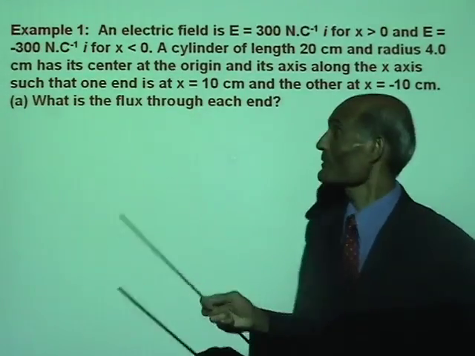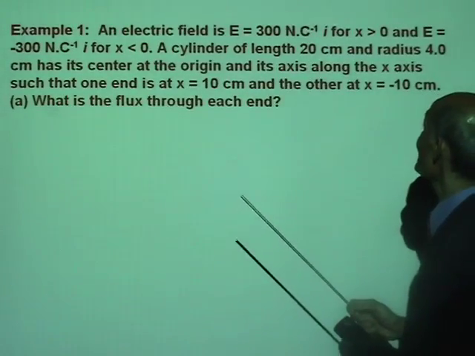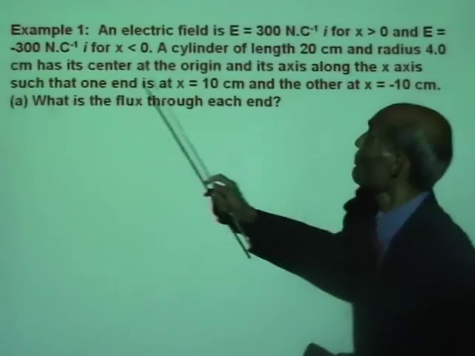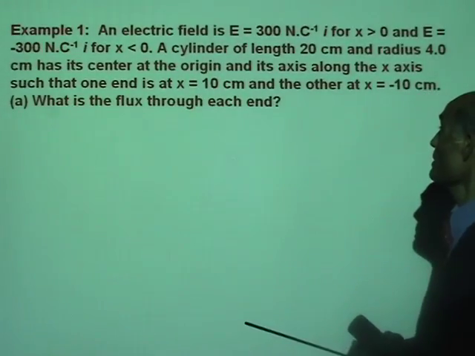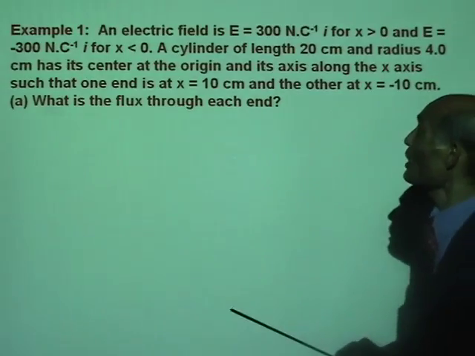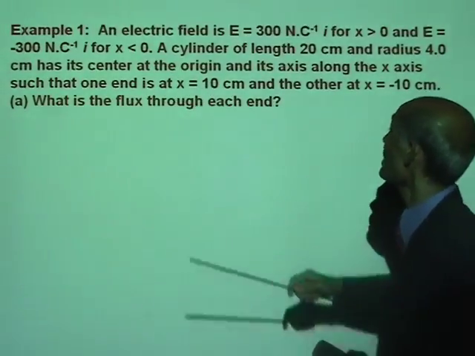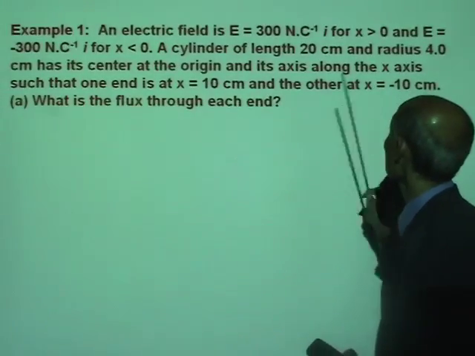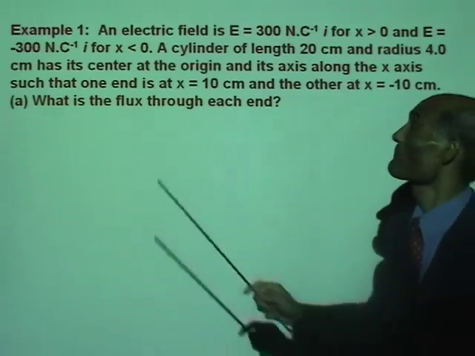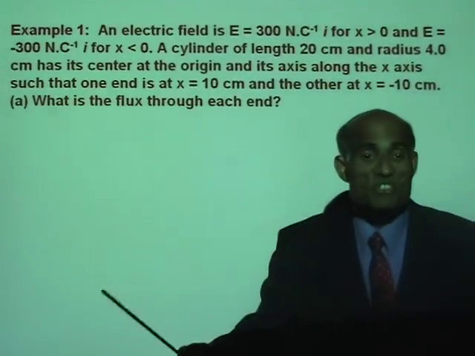Is that right? Okay. A cylinder of length 20 centimeter and radius 4 centimeter has its center at the origin and its axis along the x-axis, such that one end is at x equal to 10 centimeter and the other at x equal to negative 10 centimeter. Part A. What is the flux through each end?